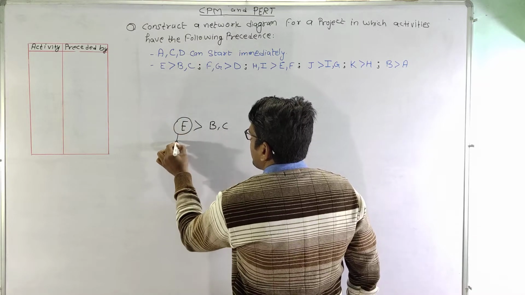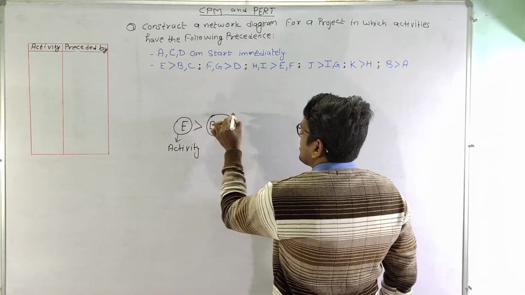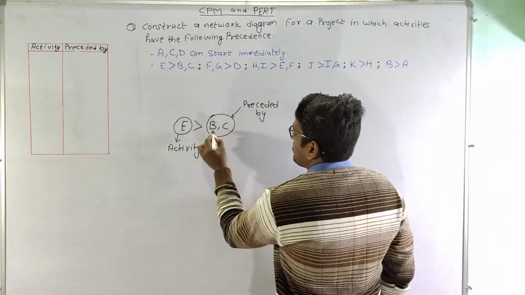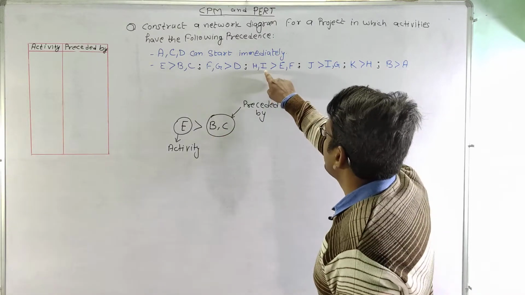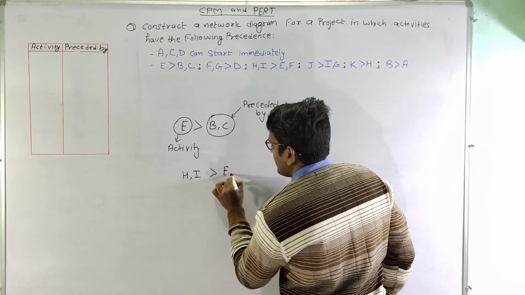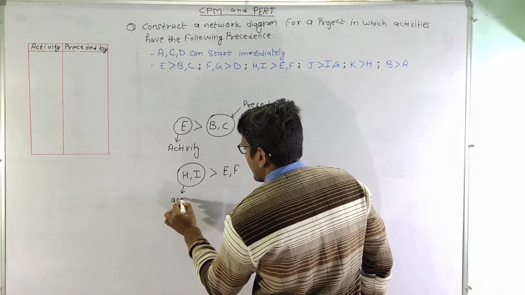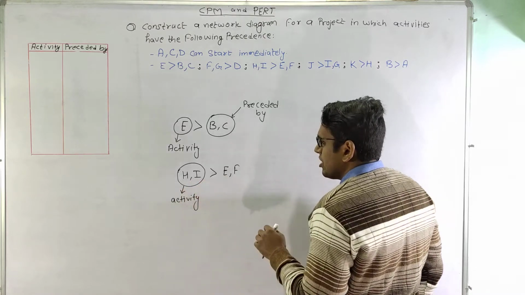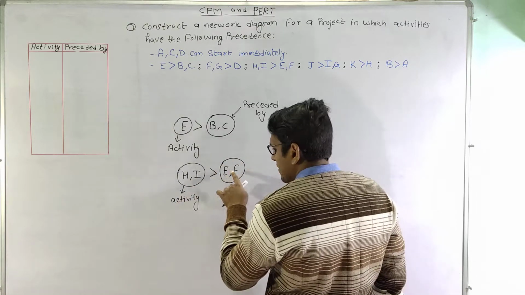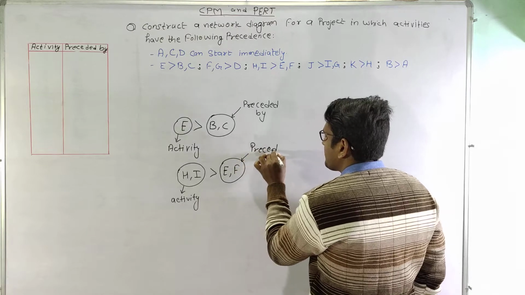This means that this activity E is preceded by these two activities, B and C. Similarly, we can see that H and I is greater than E and F. This says that these activities H and I both are preceded by E and F. That means activity H is also preceded by E and F. Activity I is also preceded by E and F. So this is preceded by.